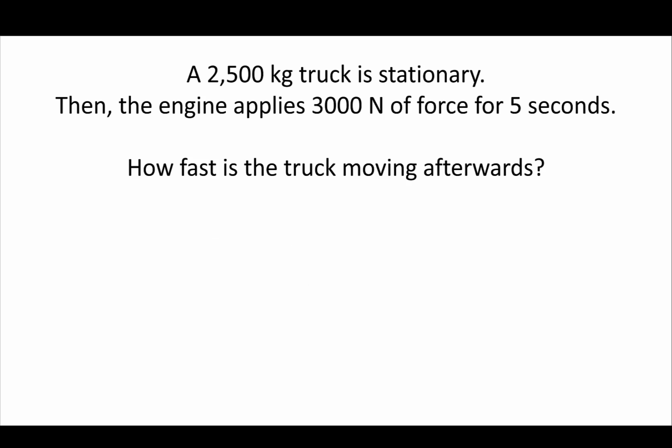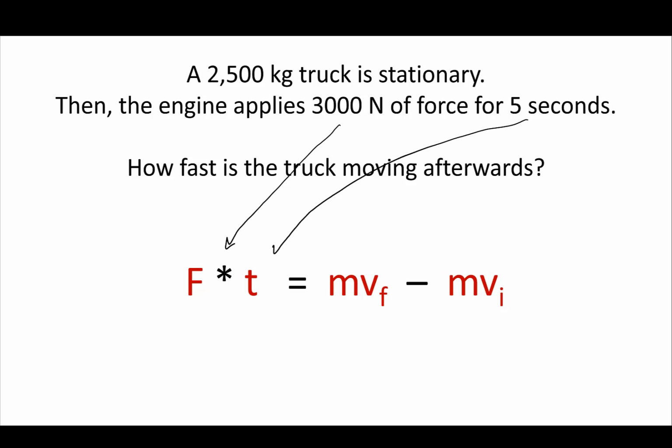Example number 1. We have a 2,500 kilogram truck that is stationary and not moving. Then, the engine applies 3,000 newtons of force for 5 seconds. How fast is the truck moving afterwards? So we can answer this by using our formula we just came up with. This relates the change of momentum of an object to the force it experiences. We know the force that the engine provides. We know the amount of time that the force acts. We know the mass of the truck, which goes here and then also here. And we know that the truck was initially stationary, which means that the initial velocity is 0. It's not moving.